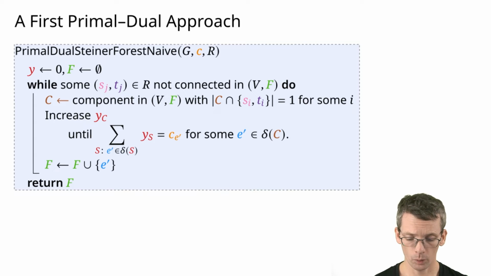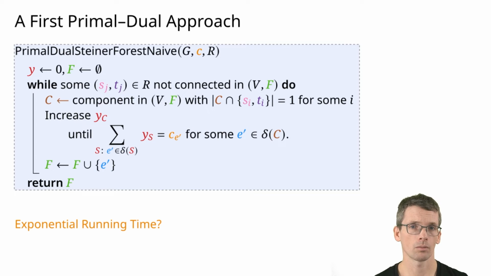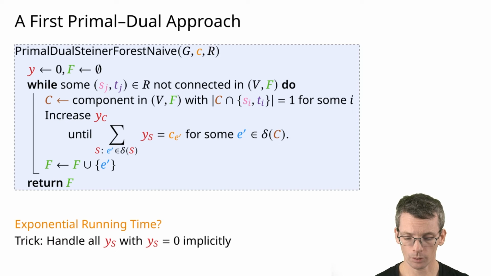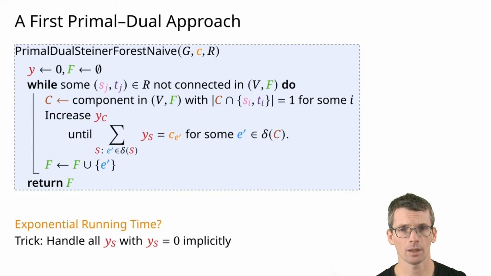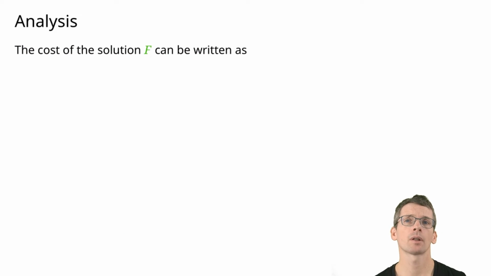Now, we should say one thing about running time at least, and that is the following. Of course, we have an exponential number of constraints, but we don't need to keep track of all of them. All of the constraints where the Y is still 0, I can handle implicitly. I mean, if I didn't say anything, it is simply still 0. So let's see how well this algorithm performs.